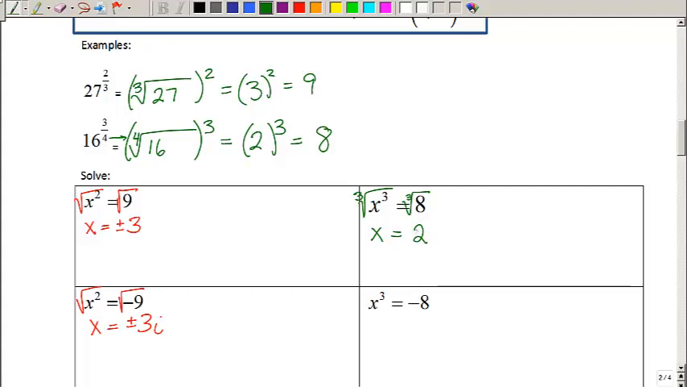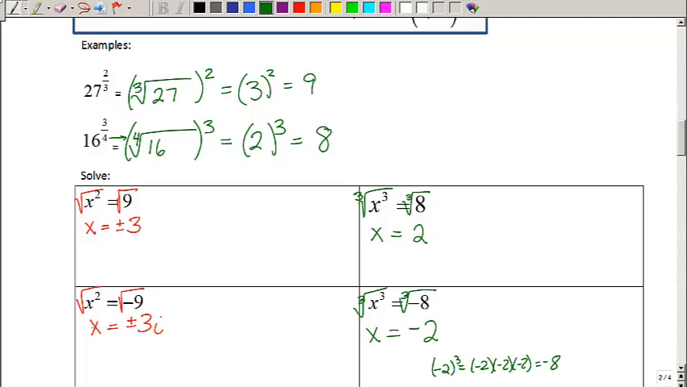What happens when the 8 is negative? When I take the cube root here, I have x equals, well, what is the cube root of negative 8? Well, you can take cube roots of negatives. The answer is just negative 2. And the reason is because negative 2 cubed, which means negative 2 times negative 2 times negative 2, is negative 8. So that actually does work. Negative 2 cubed is negative 8. So this is the answer.